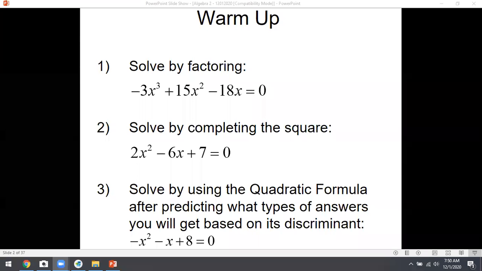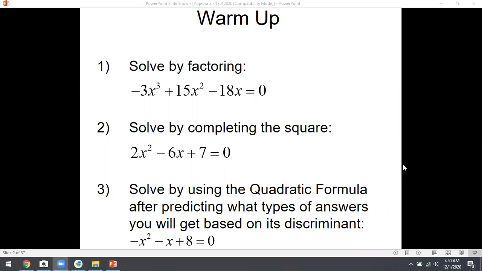Okay, good morning, everybody. Review continues today, so let's go ahead and get warmed up. Today, we got three problems very similar to what we'll be talking about today. Essentially, the things we're going to review today is how to solve a quadratic in general.